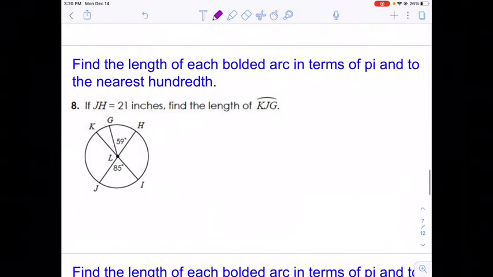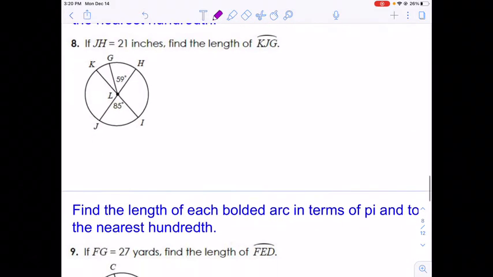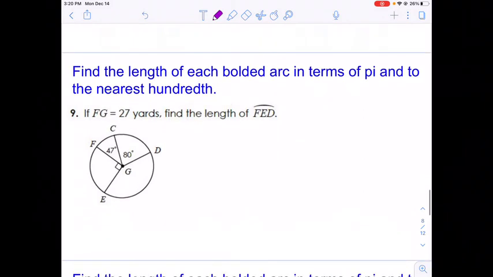Let's look at number 9. You can do 8 on your own. Let's go to 9 here. FG is 27 yards, so that means my radius is 27. So circumference is equal to 2 times 27 pi, which is 54 pi is our circumference.